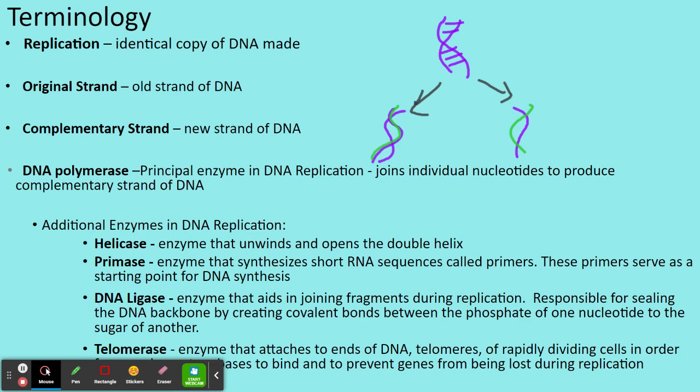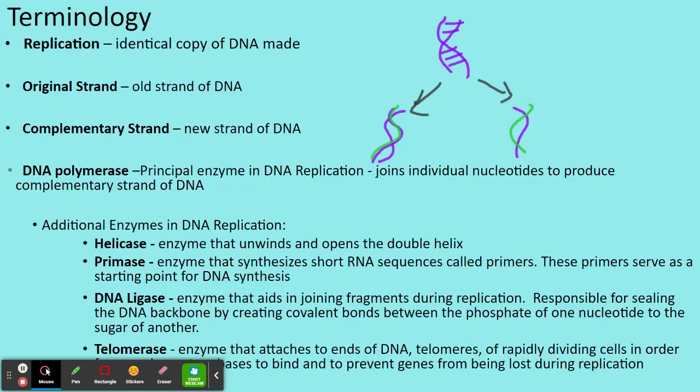DNA ligase is another enzyme, and its job is to take these little fragments of DNA that are produced and basically fill in the blanks between the fragments. So DNA ligase will come in, and it's a much smaller enzyme than DNA polymerase, and it works a little slower than DNA polymerase, but it will fill in these gaps that are produced. And then it will create a covalent bond, pulling together the sugar phosphate backbone to make sure that everything is sealed together.